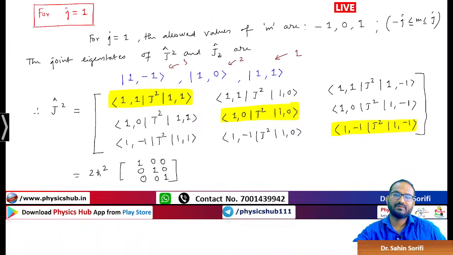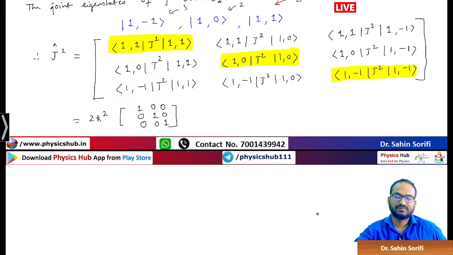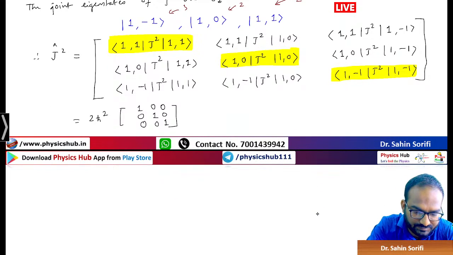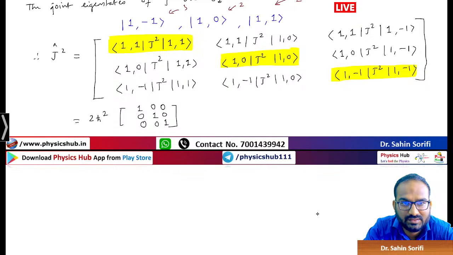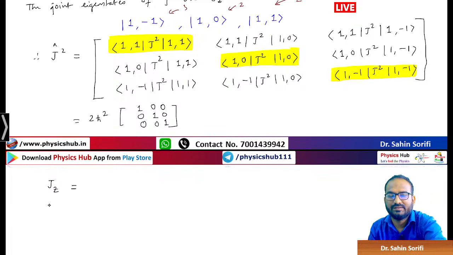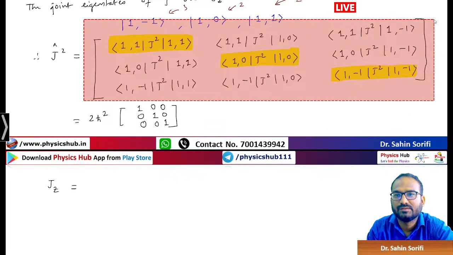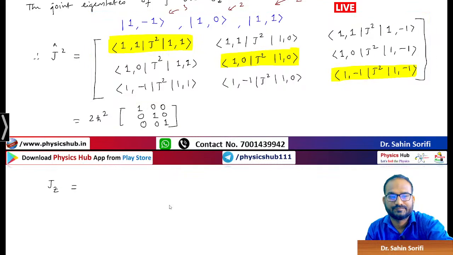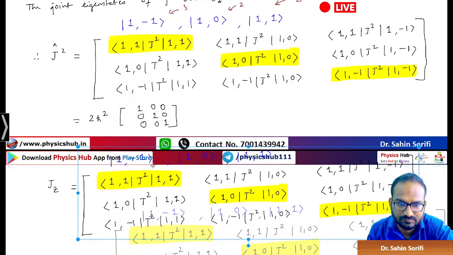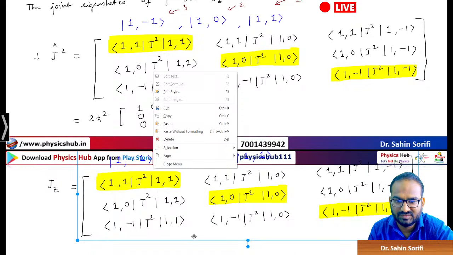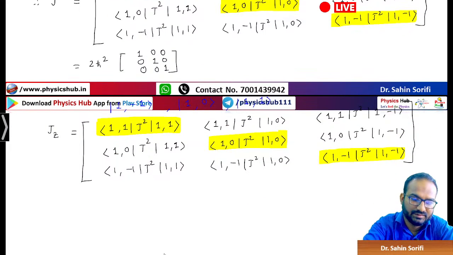So Jz you can calculate. Do it by yourself, quickly, and tell me what you are getting. Can you do it for Jz? Look, for Jz the matrix format will remain the same. The only thing which will change is that in place of J square we have to write Jz.